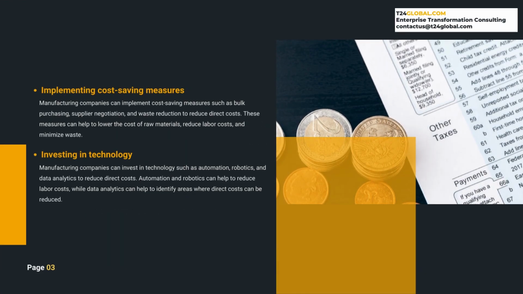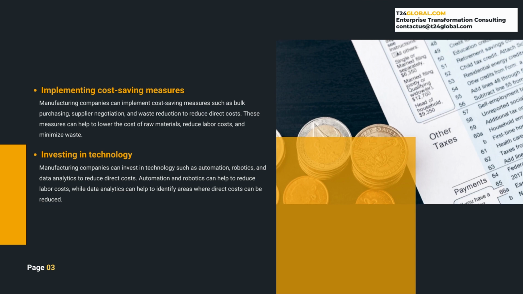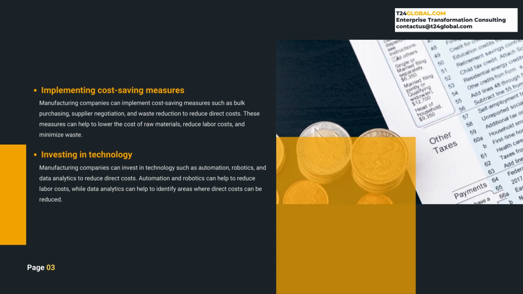4. Implementing cost-saving measures. Manufacturing companies can implement cost-saving measures such as bulk purchasing, supplier negotiation, and waste reduction to reduce direct costs. These measures can help lower the cost of raw materials, reduce labor costs, and minimize waste.